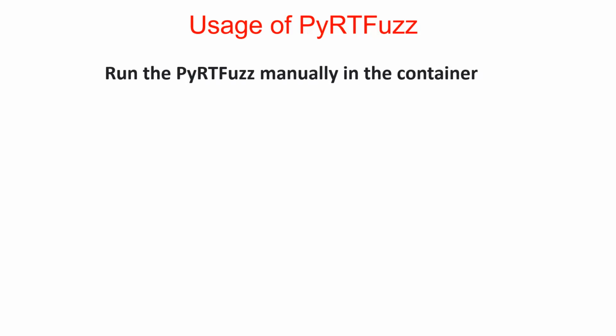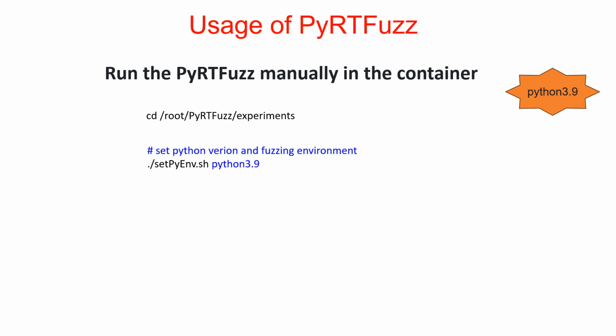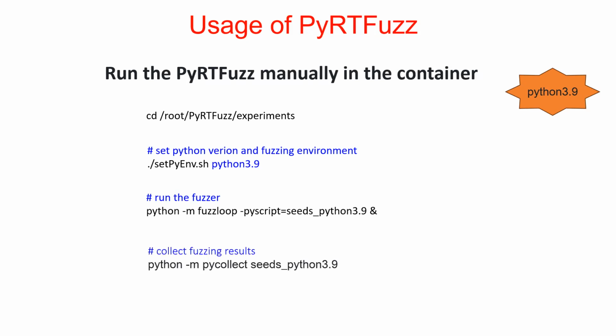To use PyRTFuzz, there are two choices. The first one is to run PyRTFuzz manually in the container. Here we use Python 3.9 as input. Firstly, we need to set up the Python version to the specific version. Then to run the fuzzer, we can use the Python module fuzz loop and specify the parameter PyScript to a specific directory to store the generated Python applications and fuzzing results. Then to collect fuzzing results, we can use the Python module PyCollect.